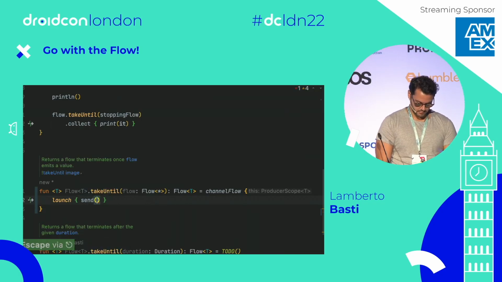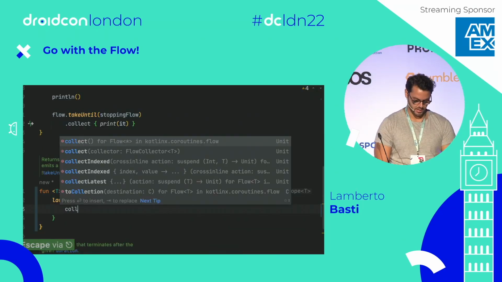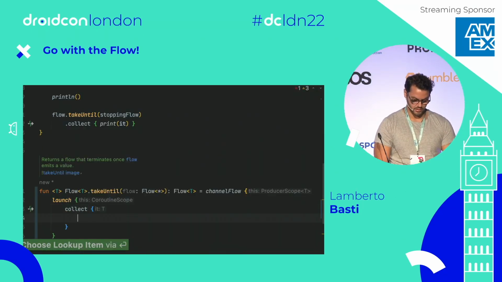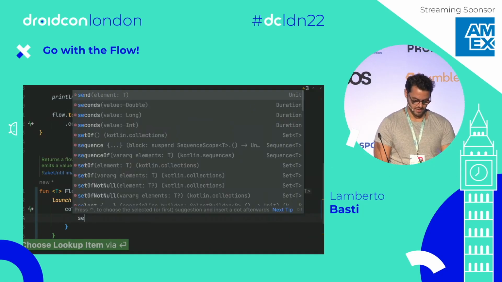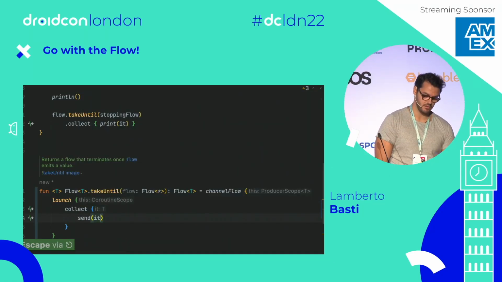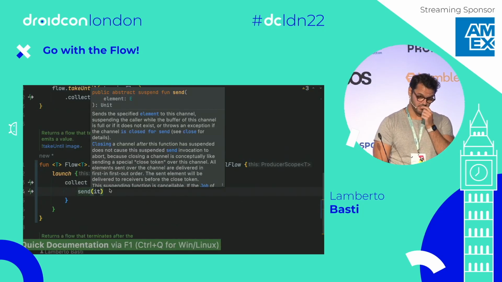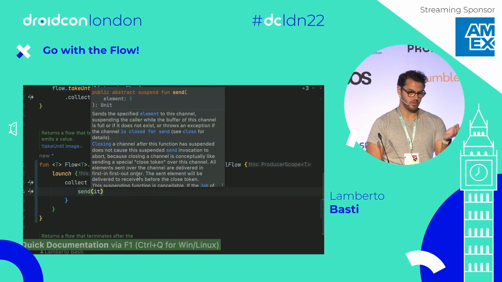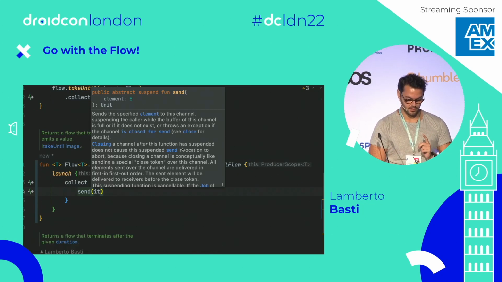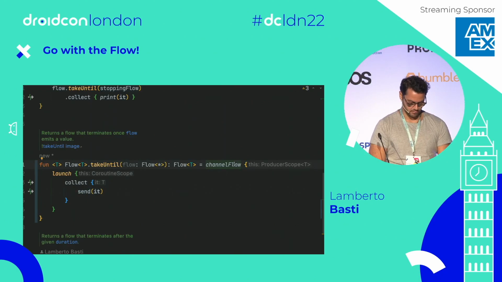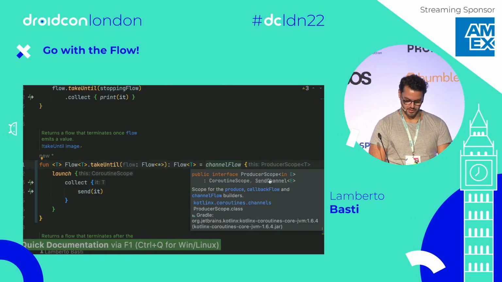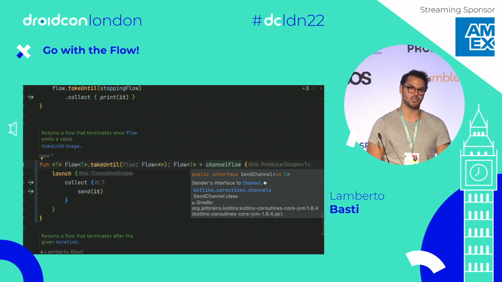So what we do here is we launch, then in a new coroutine we collect the receiver, and then we send as is the element that is coming from the upstream. But why send instead of emit? This send is, for sure, thread safe. But this send comes from a channel, all right? Because the channel flow exposes or produces scope of a send channel.